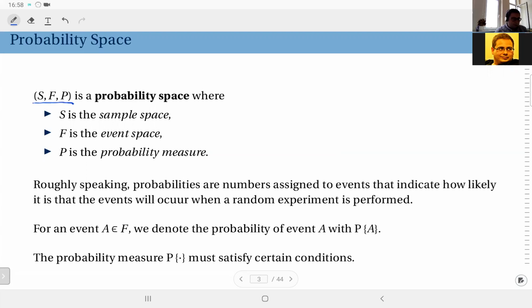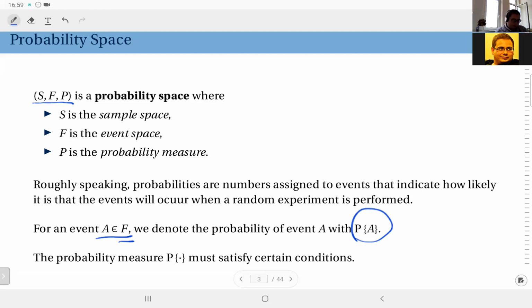The probability measure is essentially a function that assigns values to events. For each event in the event space F, you have a numerical value assigned to it, which is its probability given by the probability measure function. We denote the probability of an event A in the event space F with this notation: probability of event A.